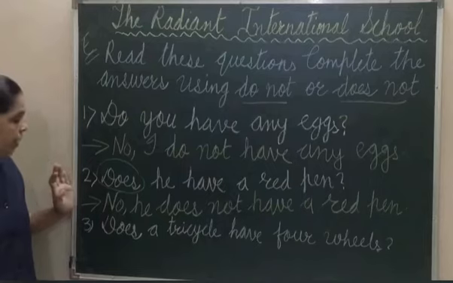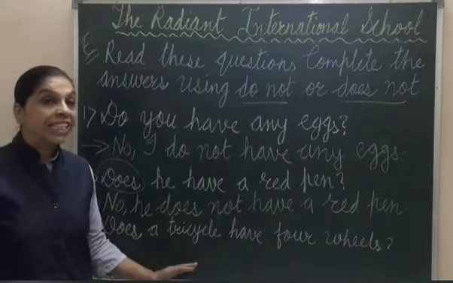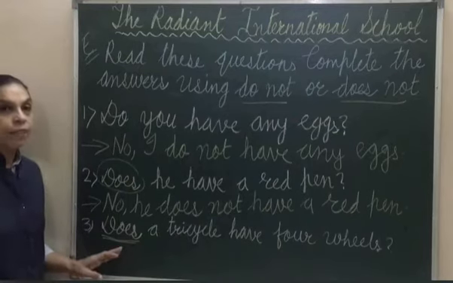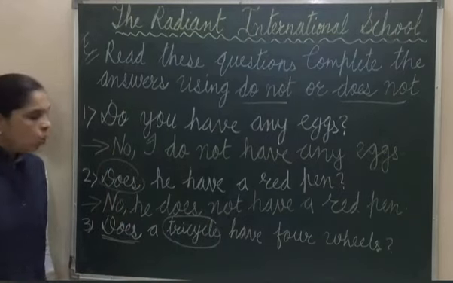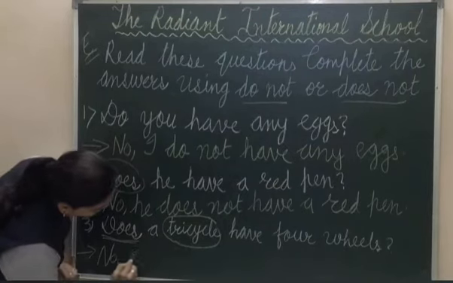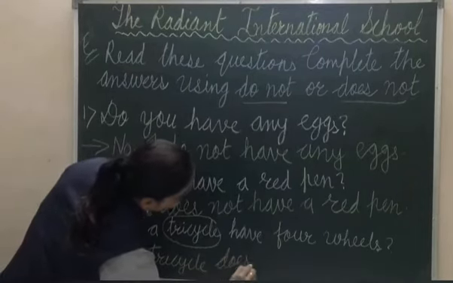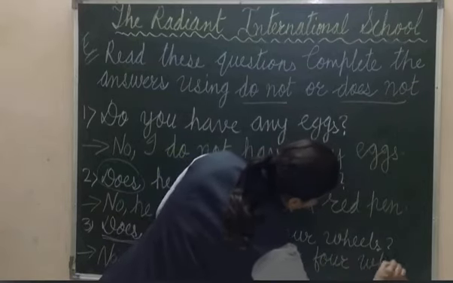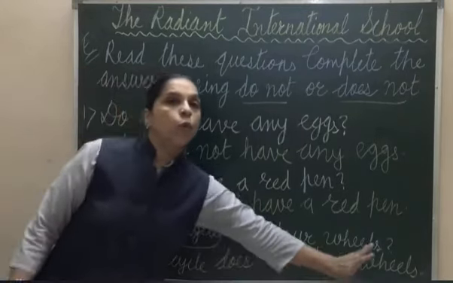Okay. Now number 3. Does a tricycle have 4 wheels? Does a tricycle have 4 wheels? Now first of all see here the question begins with does. Why? Because tricycle is a singular noun. Now the answer will be no. A tricycle does not have 4 wheels. No, a tricycle does not have 4 wheels.